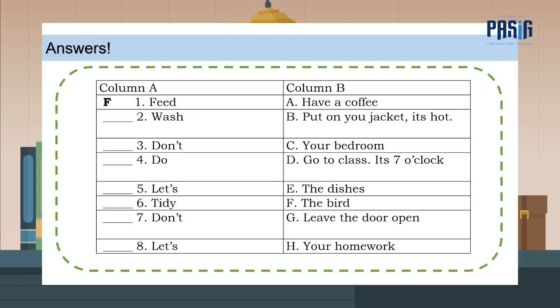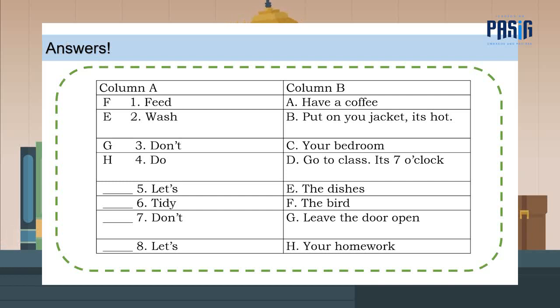Correct. The answer is F, the bird. Number 2, wash. Perfect. The answer is E, the dishes. Number 3, don't. You are right. The answer is G, leave the door open. Number 4, don't. Awesome. The answer is H, your homework.